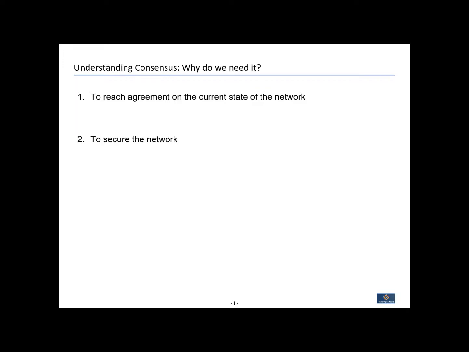Second, consensus is actually used to secure the network. So this method of having some validators write blocks into the blockchain and having the remaining validators verify that information, this entire process is done primarily to secure the blockchain network, to make sure that the information being written inside the blockchain, which is nothing but a distributed database, is absolutely accurate.